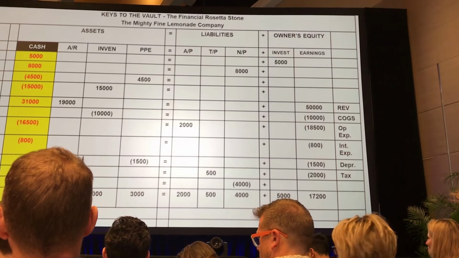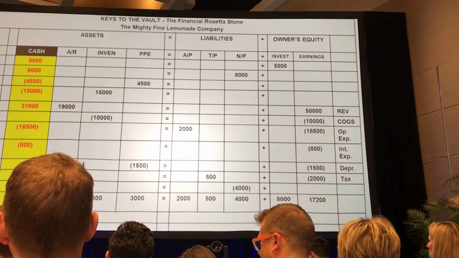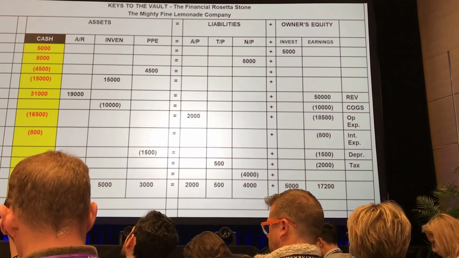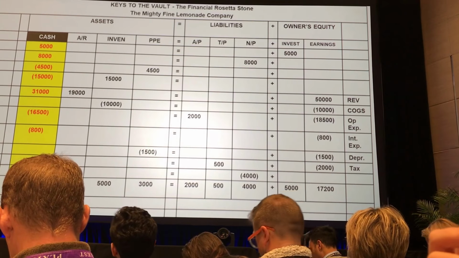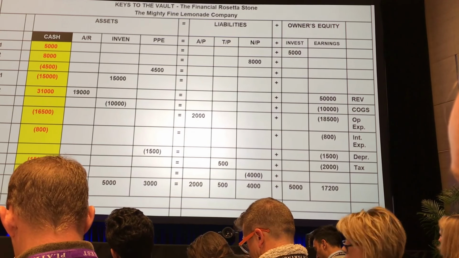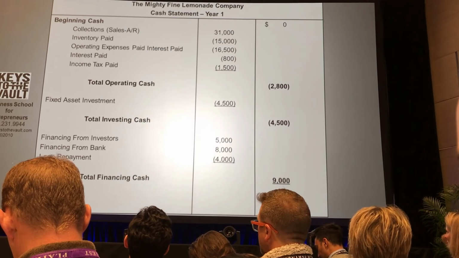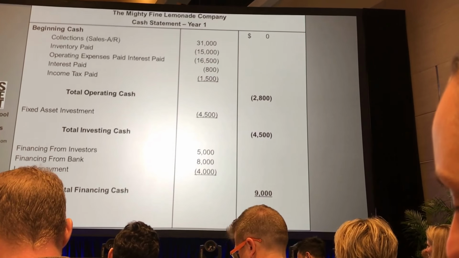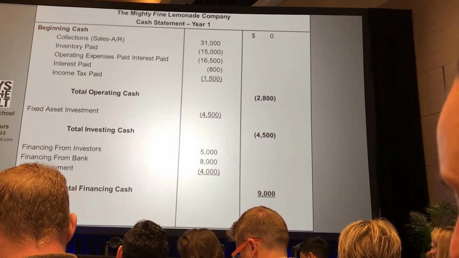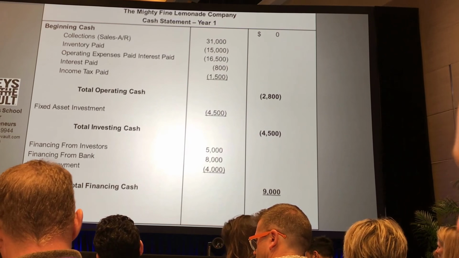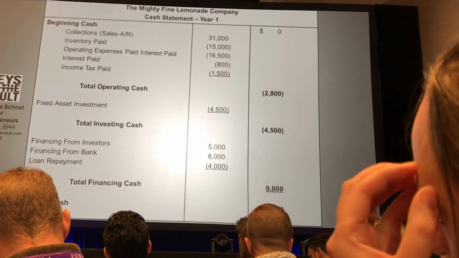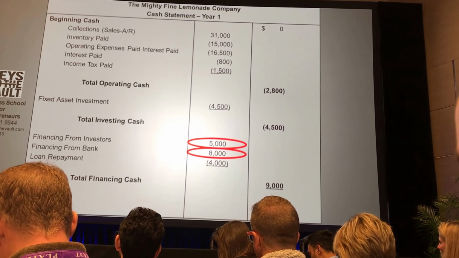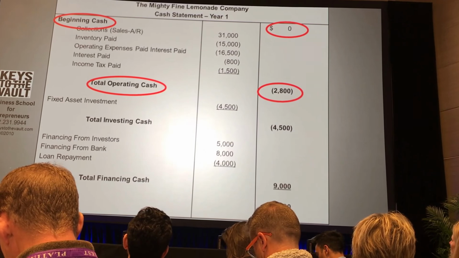If we go back to the Rosetta Stone at the very top, $5,000 came from an investment. $8,000, we borrowed from the bank. $4,500 is money we spent on property, plant, and equipment. Well, that's not what's at the top up here. Instead, those transactions we just talked about are right here. We got $5,000 from the investors, $8,000 from the bank. We used $4,500 to buy some assets. So the statement of cash flow that you're going to get from an accountant is in a different order, but all the numbers are exactly the same on both pieces of paper.